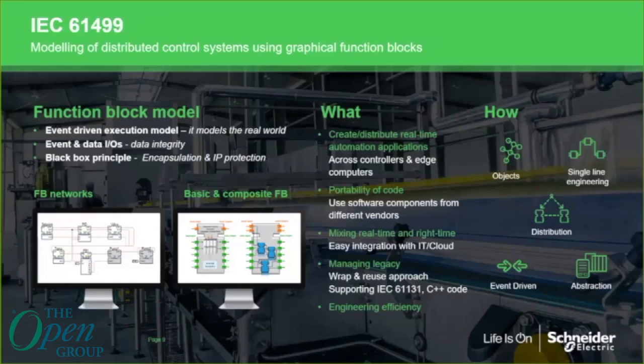You can build the layers of abstraction and model the plant equipment. So we have objects, we have single line engineering, we can distribute the functionality, it is event driven, and it gives us a level of abstraction. So we don't have to know all the details when we're laying out the application initially. Eventually we have to bind it to the equipment, but that can be done towards the end.